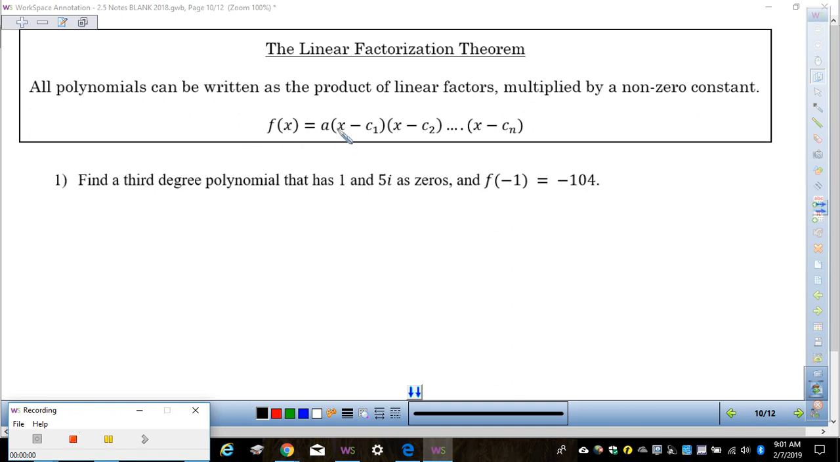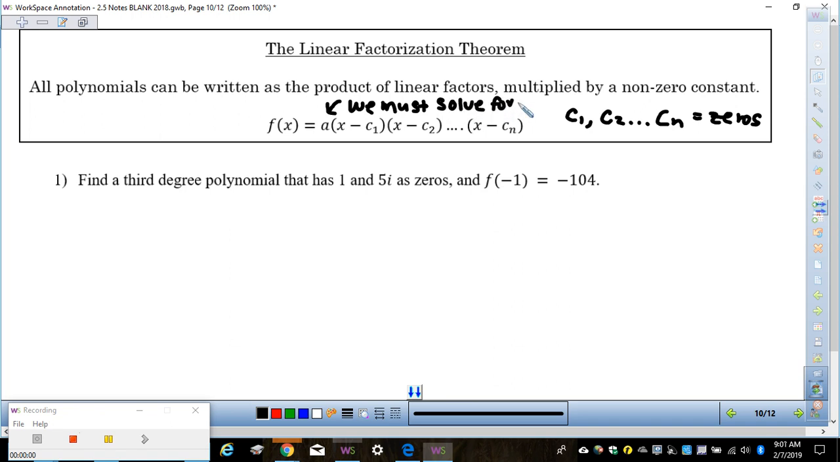So what we're looking at here is if the zeros are c1, c2, all the way up to cn, the way that we write our polynomial, if we know the zeros, we're going to put them into our parentheses as x minus whatever that number is. And that's why we have that sign change. We have an opposite sign in our parentheses than when we take it out to get our zero. And so those are the zeros. And then this a in front, that is the leading coefficient. And what we'll see in these next few problems is that we must solve for this. We're going to find the leading coefficient as part of our process.